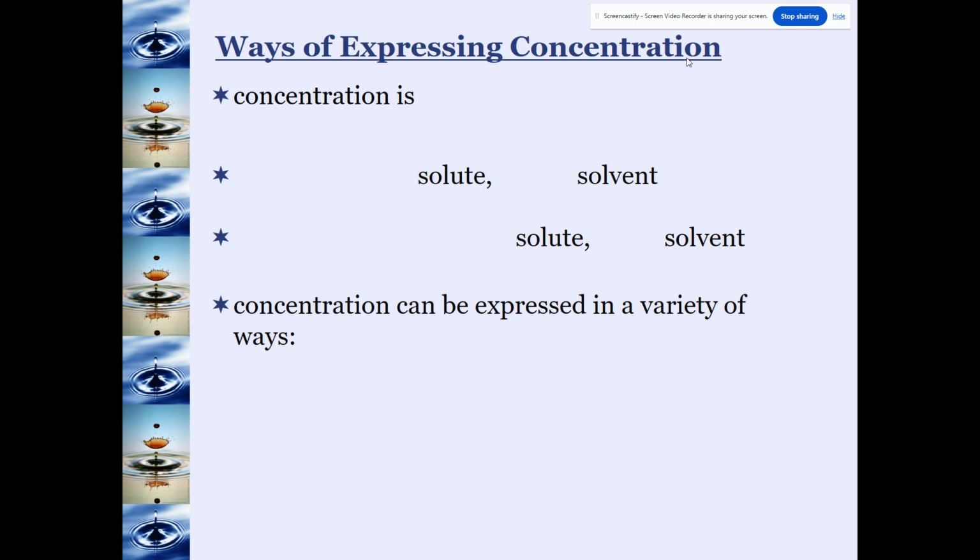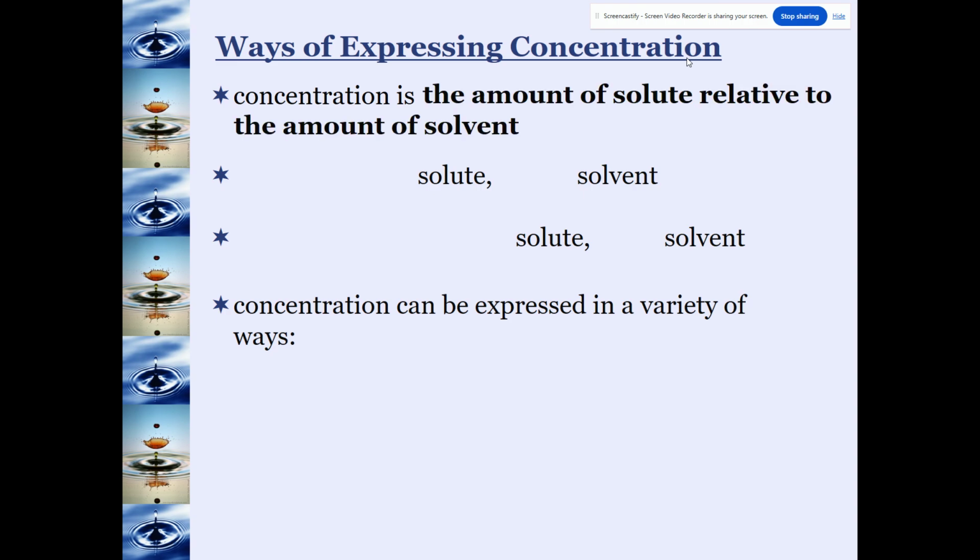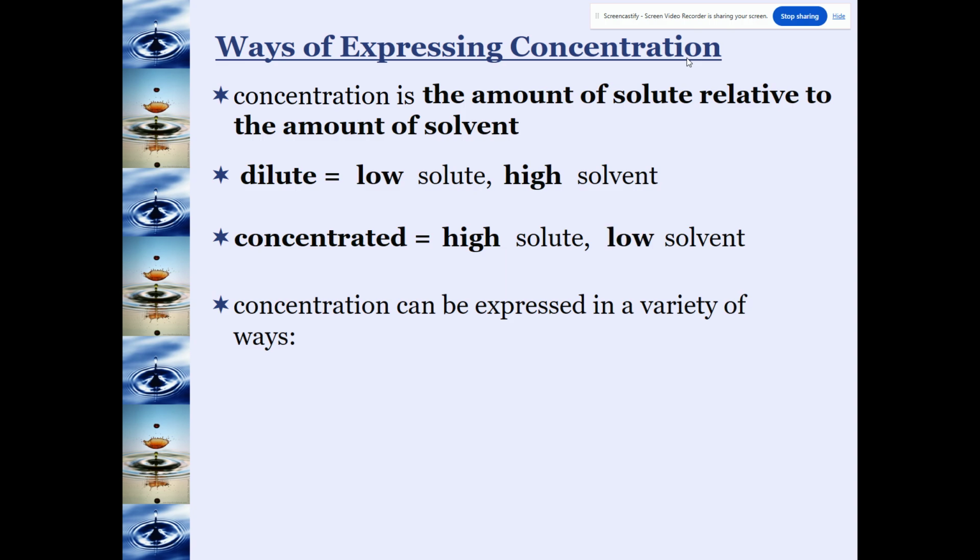Okay, let's get into how we calculate concentration. So concentration tells us the amount of solute relative to the amount of solvent. I could tell you that you have a dilute solution, which means that there is very low solute and a high amount of solvent, or I could tell you you have a concentrated solution, which would actually have a lot more solute, still more solvent than solute, but it's very, very highly concentrated.